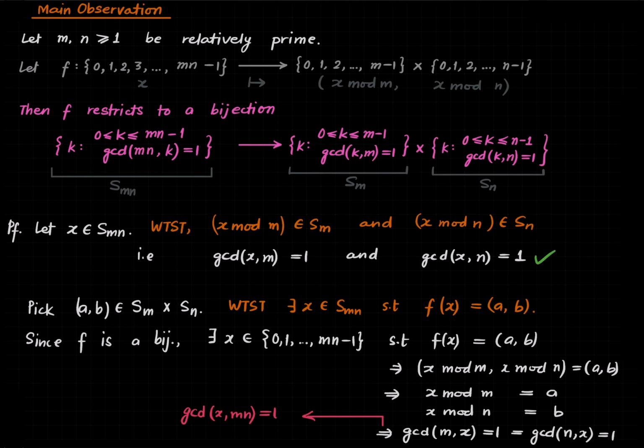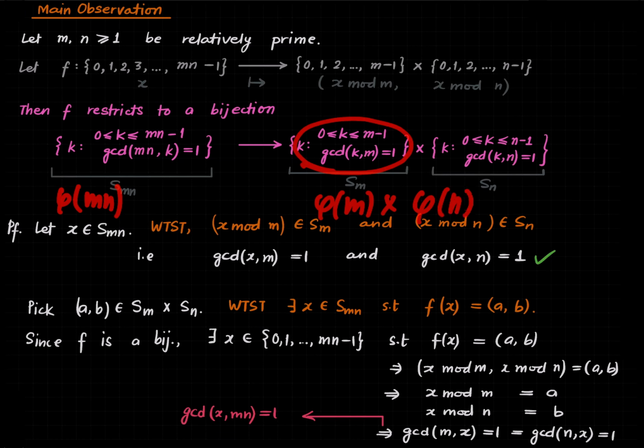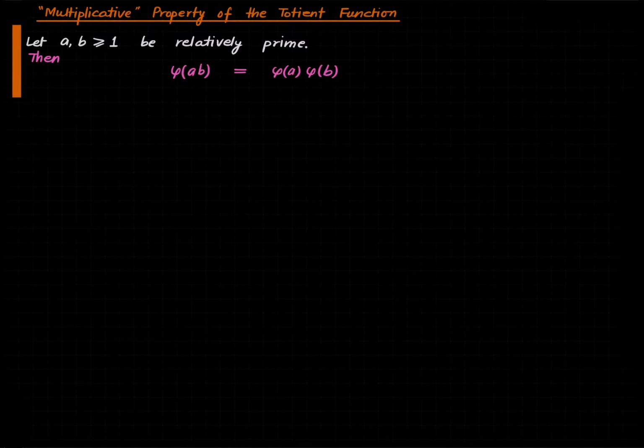Okay, after this observation, we see that the size of this set is the same as the product of the sizes of these two sets. But what is the size of this set? The size of this set is phi mn, and the size of that is phi m times the size of that set, which is phi n. So we have shown that if m and n are relatively prime, then phi mn is the product of phi m and phi n, and that is what I've recorded here.